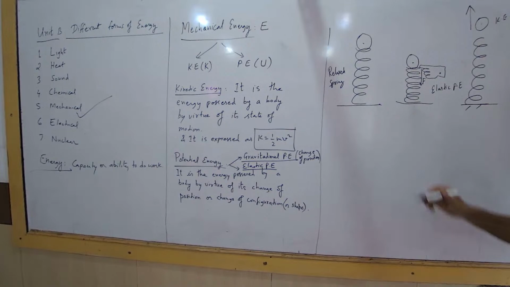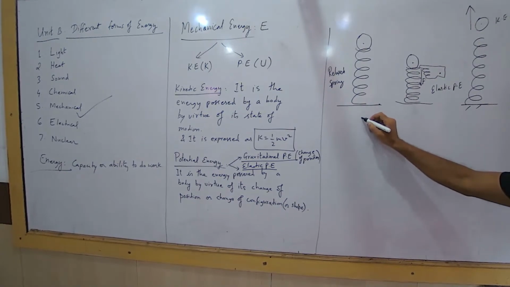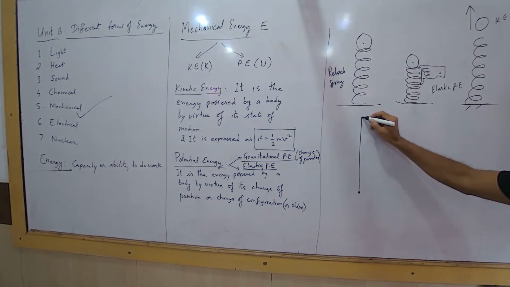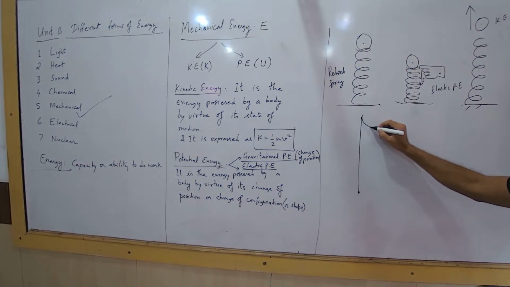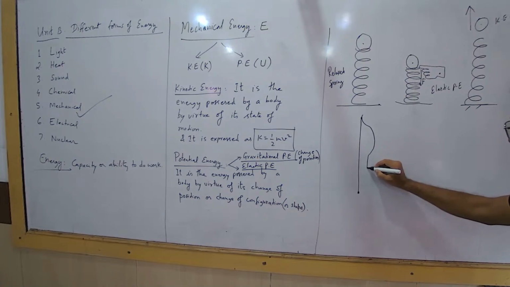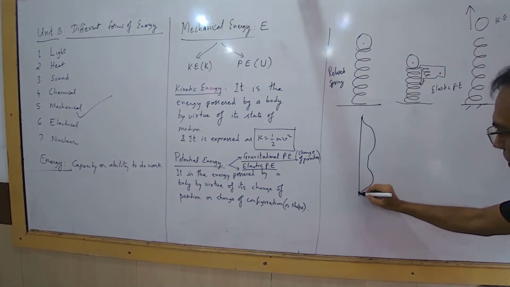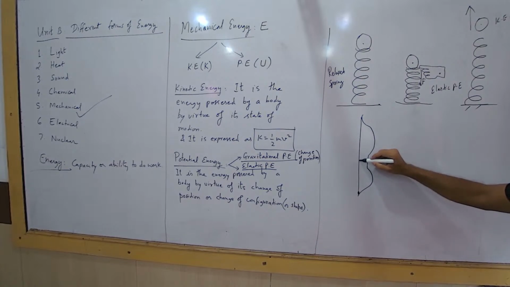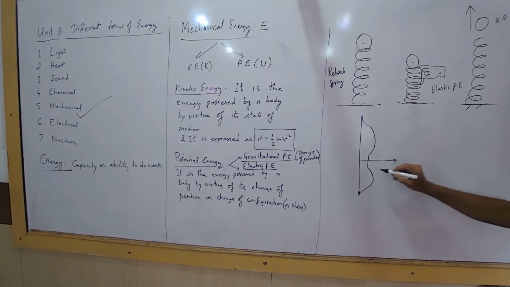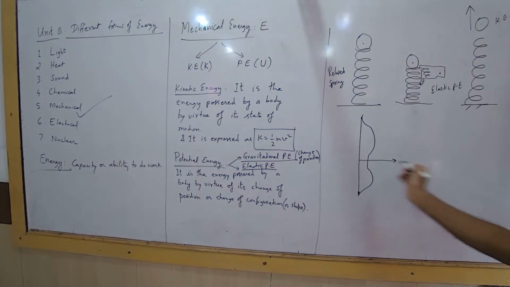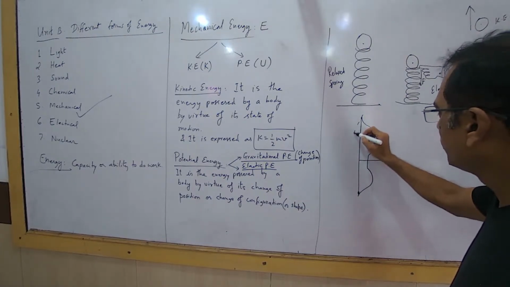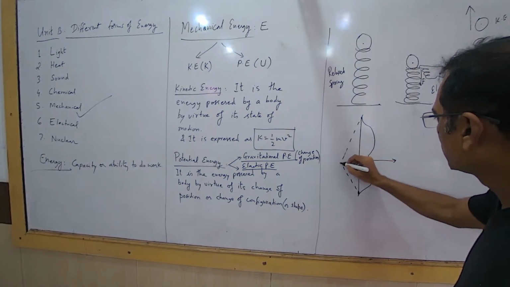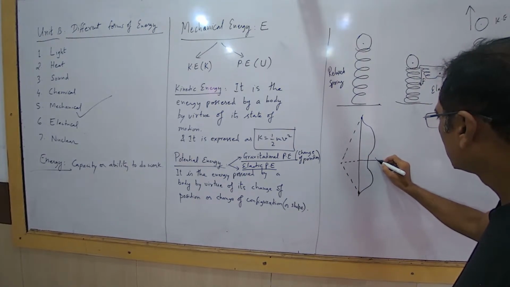Another example: if you have a bow and arrow. Let us say this is the relaxed state of the cord or string of the bow, and you have an arrow like this. Now it is pulled back. The arrow comes here. It's reloaded.